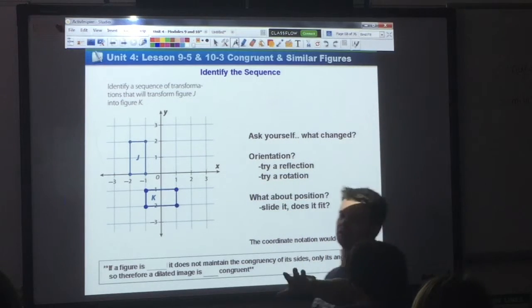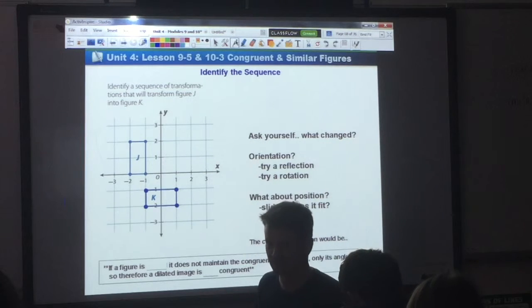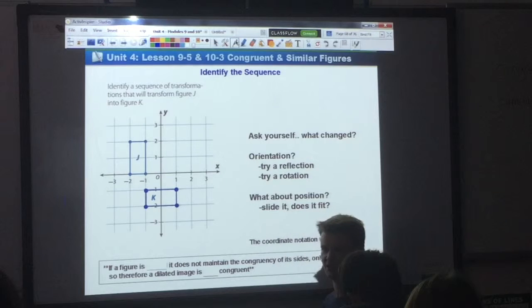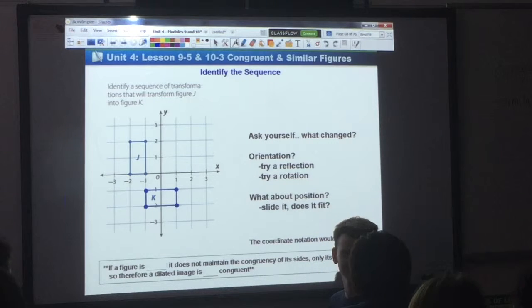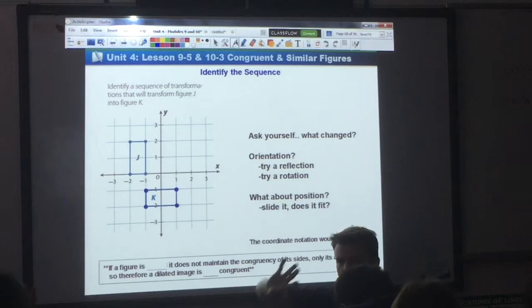But what we need, the answer, is in coordinate notation. So since that was your sequence, tell me, Sam, what is your coordinate notation? Do you remember what you did? What was the first thing you did? The first thing I did is rotated it 90 degrees clockwise.